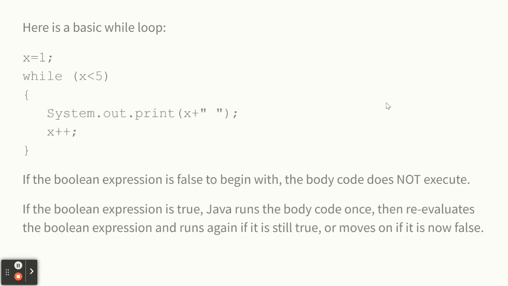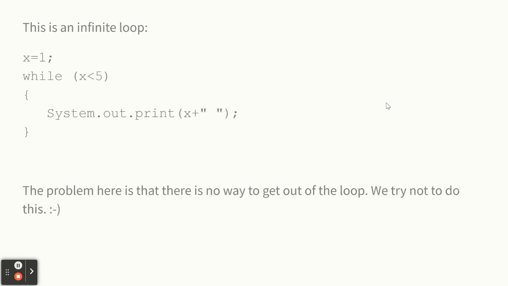If the Boolean expression is false to begin with, the body of code never executes. So it's not going to do it once and then check. It's going to check and then only go into the loop if it should. If the Boolean expression is true, it goes in and runs it, and then it checks, should I run it again? It's kind of like it just starts over again. So if it's true, it runs once, and then it only runs a second time if it's still true. If it's not true anymore, it moves on.